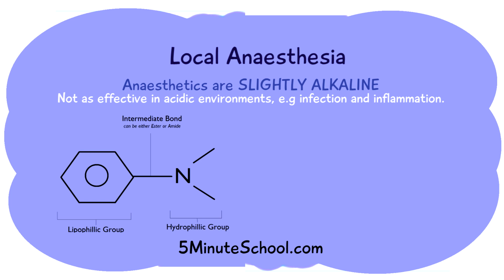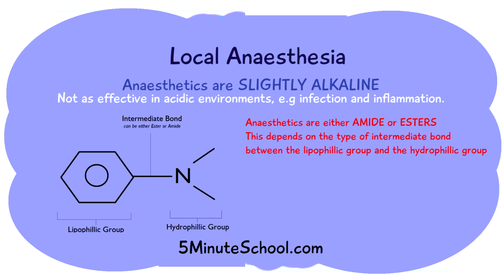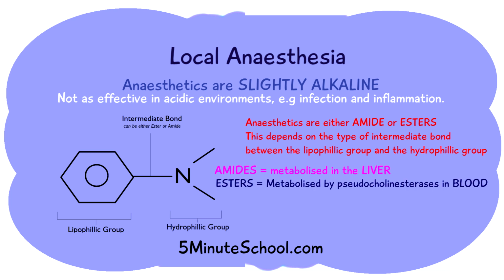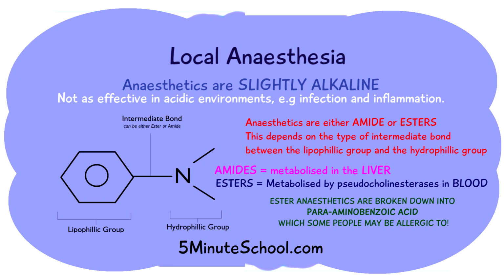The intermediate bond between the aromatic ring and the hydrophilic group determines how we classify local anesthetics. The bond can either be ESTER-based or AMIDE-based. That gives us AMIDE local anesthetics and ESTER local anesthetics. They are both metabolized differently, so AMIDEs are metabolized in the liver, whereas ESTERs are metabolized by pseudocholinesterases. The action of these pseudocholinesterases results in a breakdown of the ESTER local anesthetic to para-aminobenzoic acid, which some people may be allergic to. If they do have an allergy to this metabolite, then ESTER local anesthetics are contraindicated.